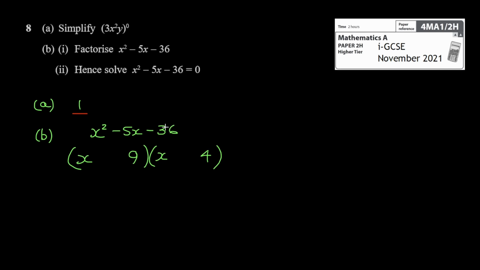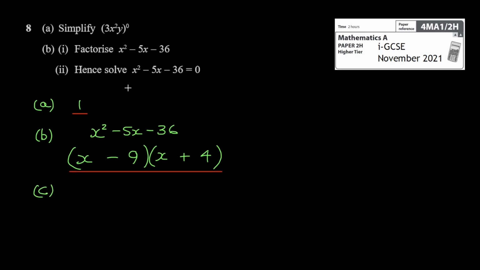We want a negative 36, so one of these must be negative. So if we look at the underneath multiplications, the 9x must be the negative element, because negative 9 with a positive 4 will give negative 5. So this is minus and this is plus. And that's the answer to part B.